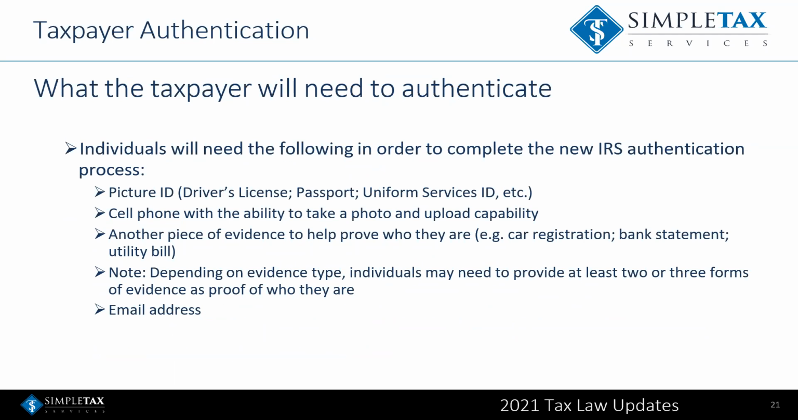So they are going to need the following things in order to complete the IRS authentication process. They're going to need a picture ID and a cell phone with the ability to take a photo and upload. They'll need another piece of evidence to prove who they are: car registration, bank statement, utility bill, something like that. Depending on what type they use, they may need to provide 2 or 3 of those forms as evidence, and then they must have an email address.